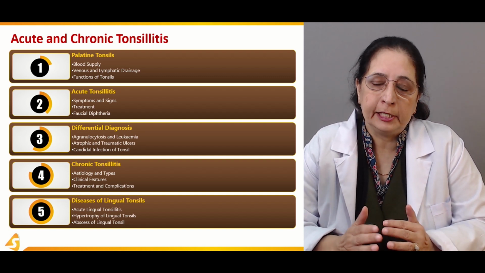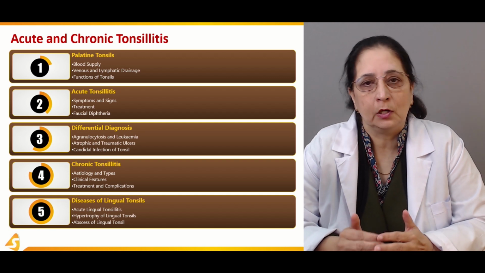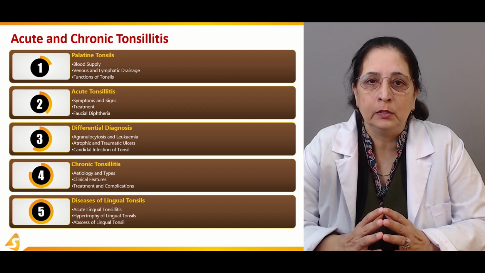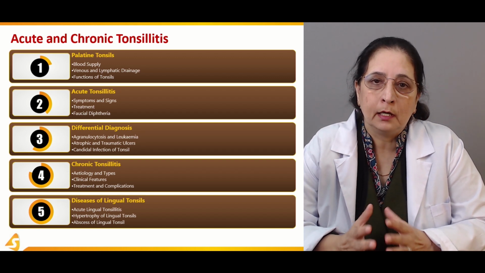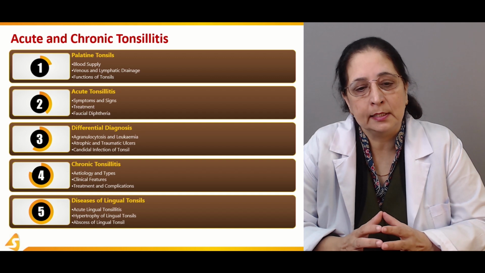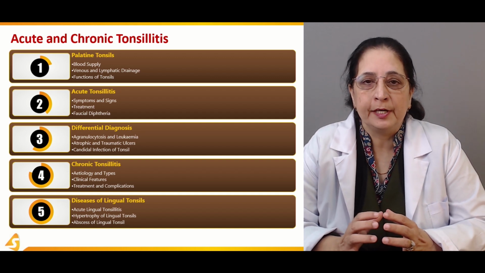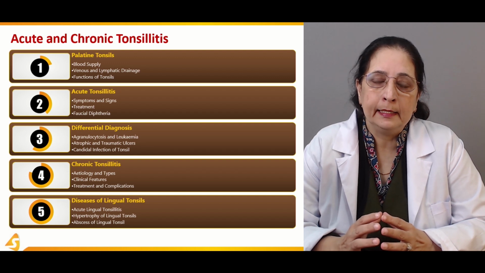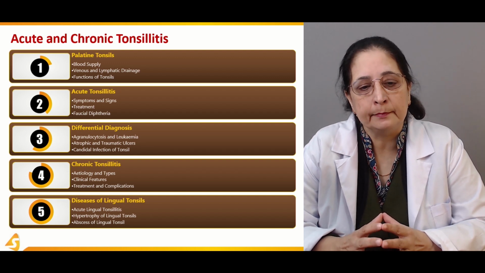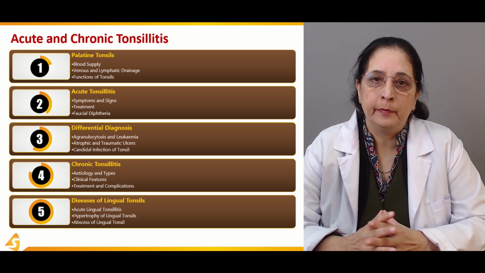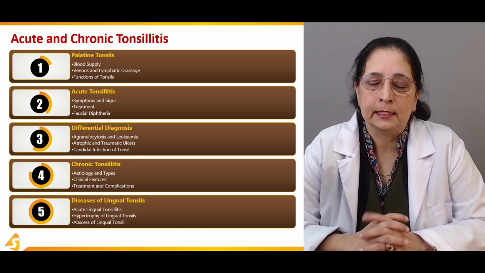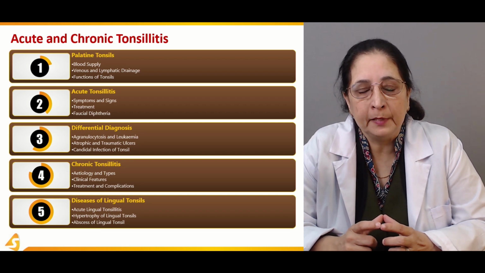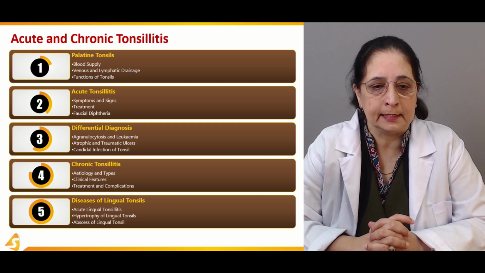Then in the fourth section, we will move to chronic tonsillitis, and in that we will talk about the etiology, what are the causes of chronic tonsillitis, what are the different types of chronic tonsillitis, what are the clinical features, signs and symptoms, and also treatment of chronic tonsillitis. And very important in this section is also what are the complications of chronic tonsillitis.